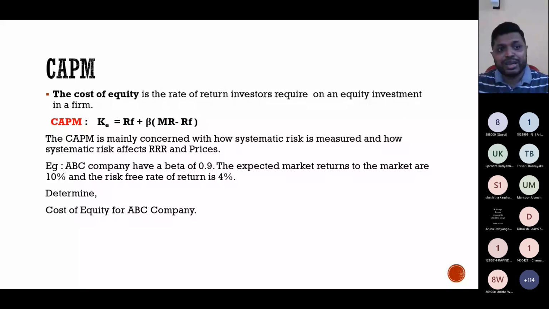This is the capital asset pricing model. The cost of equity is the rate of return investors require on an equity investment in a firm. It includes the risk-free rate, then market risk, and the risk premium. Based on this, you can calculate the cost of equity. Now there's a small illustration. You can give me the answer for this particular situation.